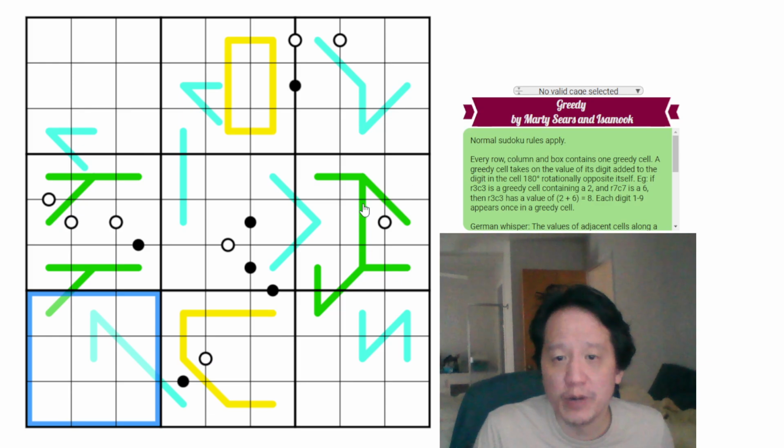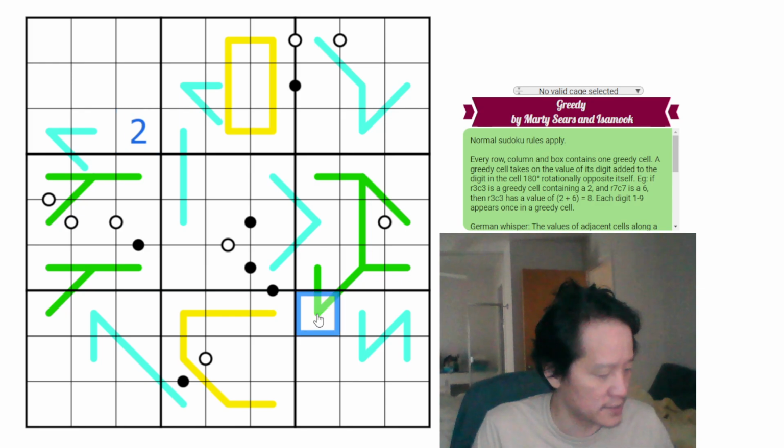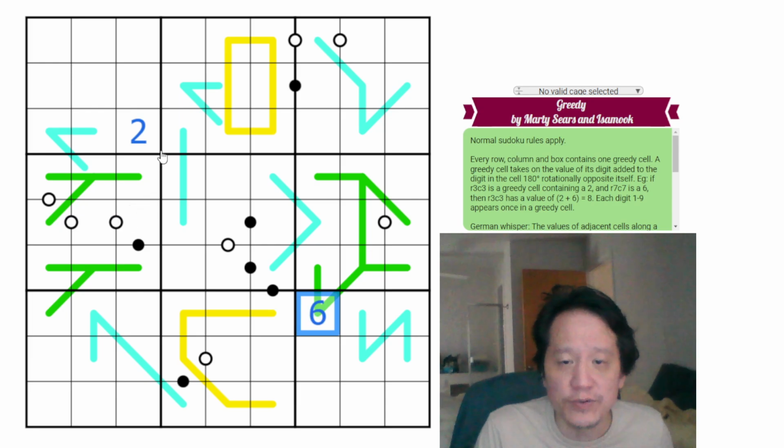Every row, column, and box contains one greedy cell. A greedy cell takes on the value of its digit added to the digit in the cell 180 degrees rotationally opposite itself. For example, if row 3, column 3 is a greedy cell containing a 2, and row 7, column 7 is a 6, then row 3, column 3 has a value of 2 plus 6, which is 8. Each digit 1 through 9 appears once in a greedy cell, and each row, column, and box contains one greedy cell.